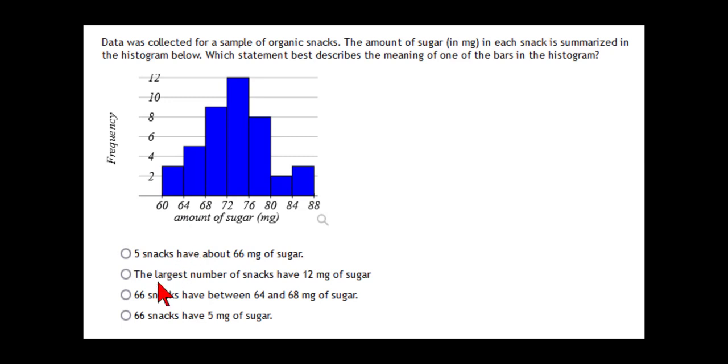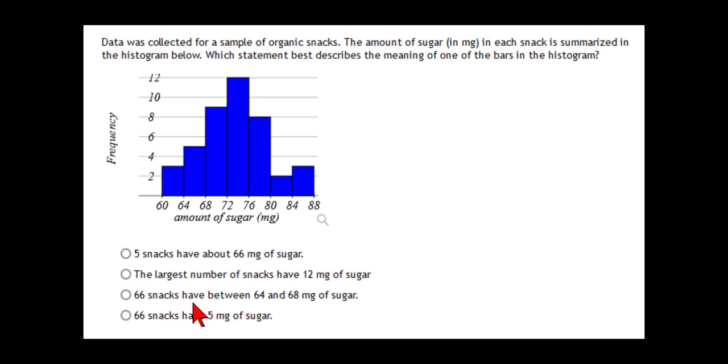Well, let's look at the others. Maybe there are more than one choice, or maybe there's a choice that's better. The largest number of snacks have 12 milligrams of sugar. So the largest number of snacks would be the number with the greatest frequency. And here we have the frequency, and we see that the greatest frequency, the largest number of snacks, is 12 snacks, but they don't have a sugar content of 12 milligrams. They have a sugar content of somewhere between 72 and 76. So the largest number of snacks would have somewhere between 72 and 76 milligrams of sugar. So this presents a problem, and this can't be right.